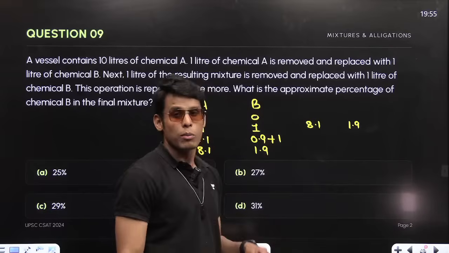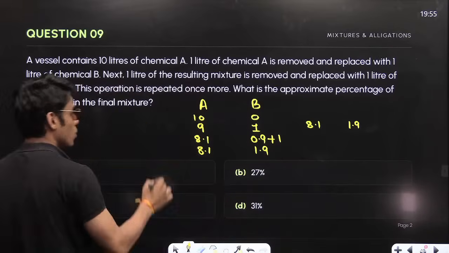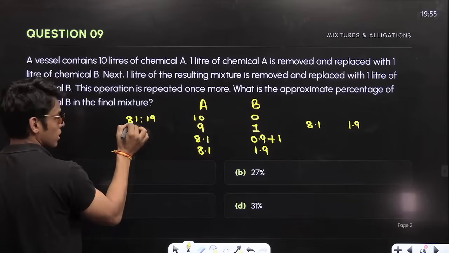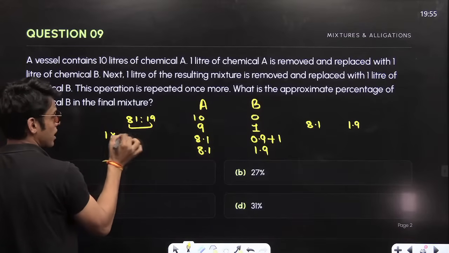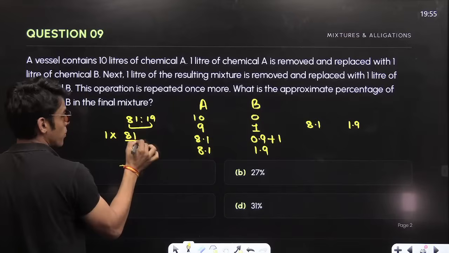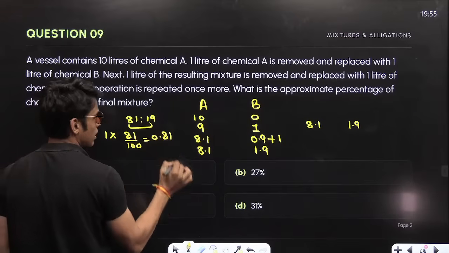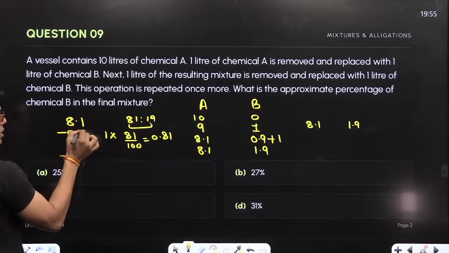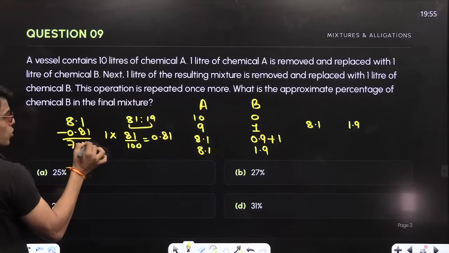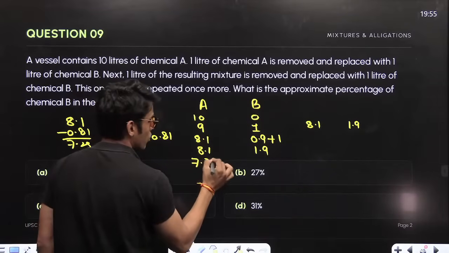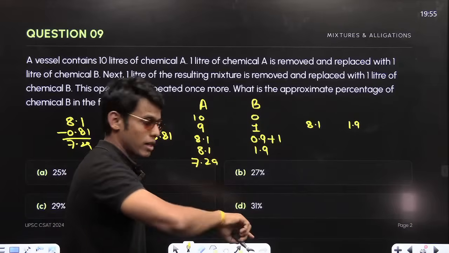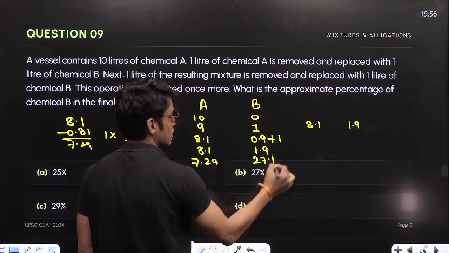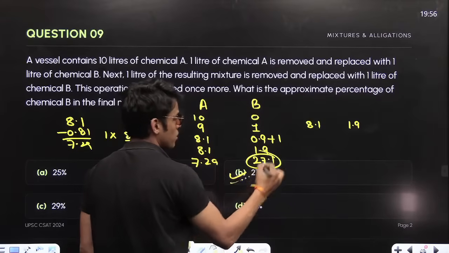And now you are removing 1 liter again. So it will be removed in this proportion, right? So 1 liter into 81/100. So basically you will remove 0.81, and if you subtract that from 8.1, you will get 7.29. And then you are adding 1 liter. So you have this of B. So this becomes your answer.